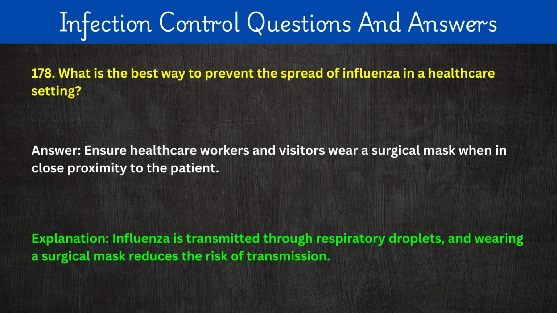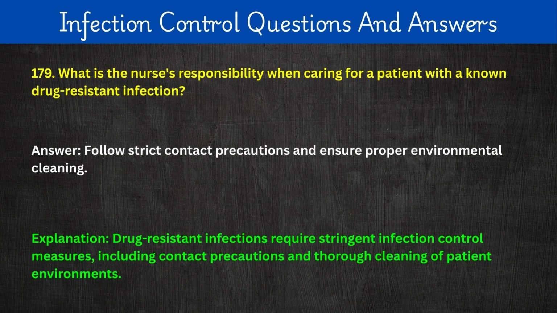178. What is the best way to prevent the spread of influenza in a healthcare setting? Answer: Ensure healthcare workers and visitors wear a surgical mask when in close proximity to the patient. Explanation: Influenza is transmitted through respiratory droplets, and wearing a surgical mask reduces the risk of transmission.